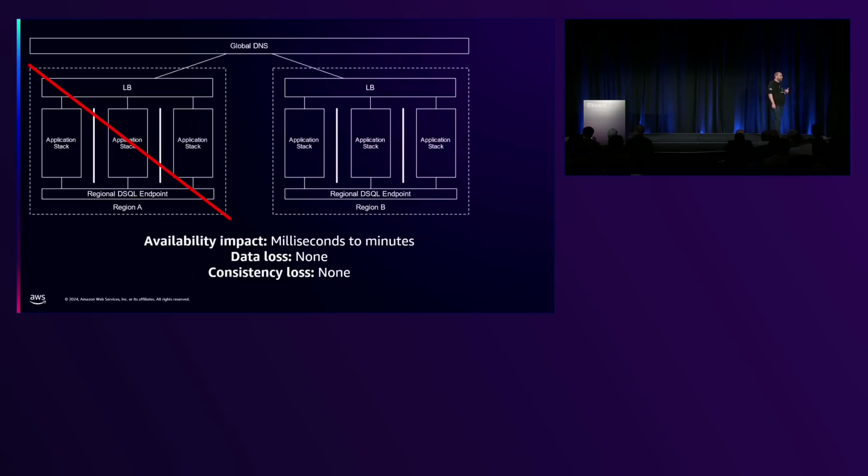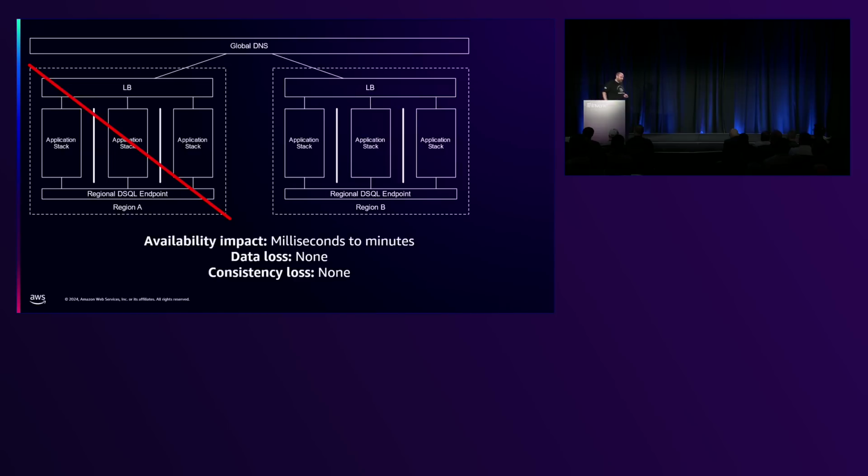DSQL will detect this case, and tomorrow I will go into details of exactly how this will work. It will remain available in region B throughout. It will remain strongly consistent in region B throughout. It won't lose any data, so no committed transactions will disappear from the system. And you can, again, even in this real kind of disaster scenario case, have very short amounts of downtime. So I keep going on about active-active.